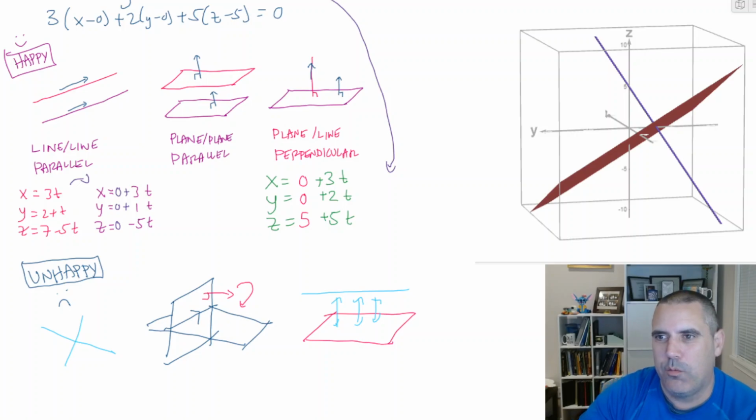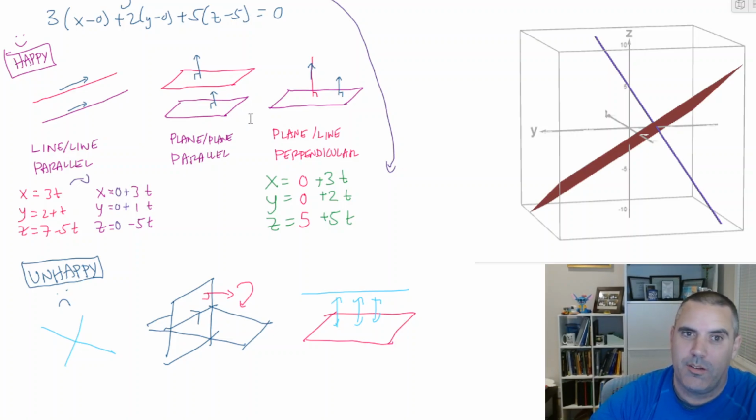All right, I find that helpful to sort of guide students' thinking. If you see two objects that are the same, a plane and a plane, and they're parallel, that's typically going to mean it's going to be easy to find the equation. If you see a line and a plane, then you're hoping it says perpendicular.